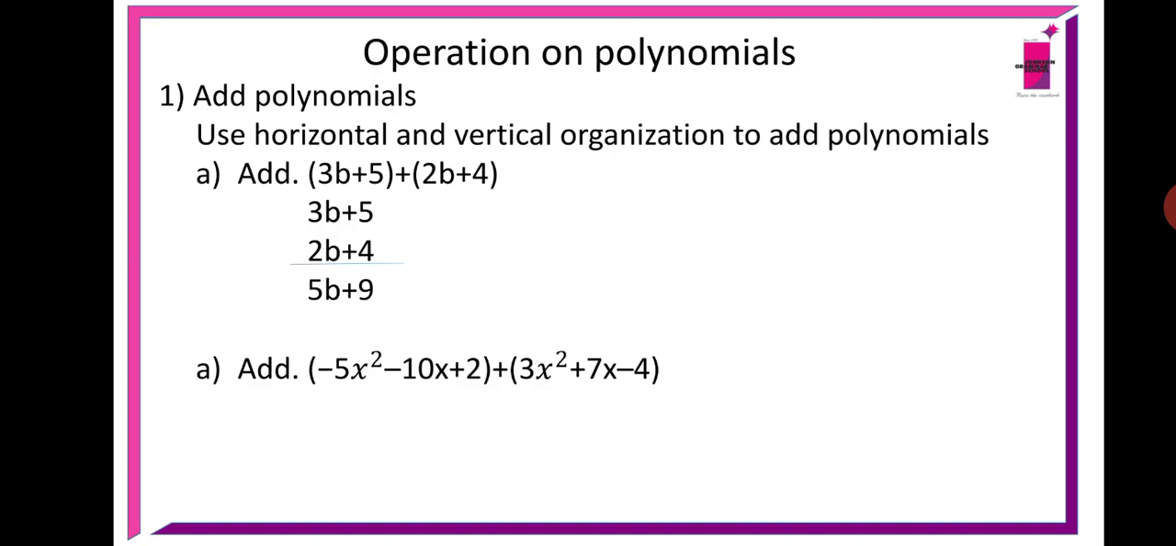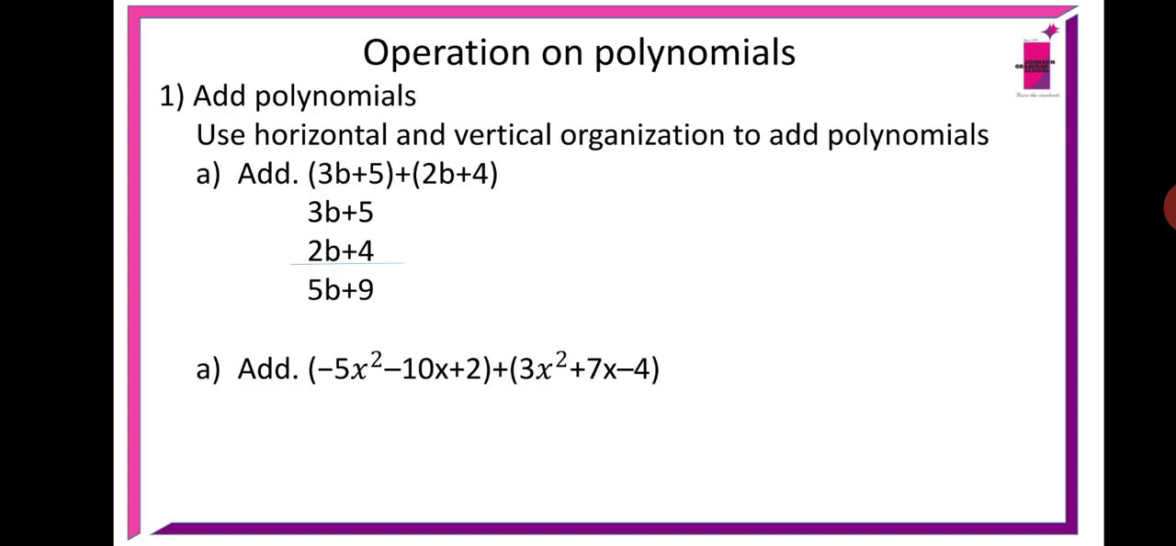You can see how we are going to use operations on these algebraic expressions. Use horizontal and vertical organization to add polynomials like 3b plus 5 plus 2b plus 4. Now like terms should be written in an order. So 3b plus 5 plus 2b plus 4. Now 5 plus 4 is 9, and 2b and 3b if you add is 5b.